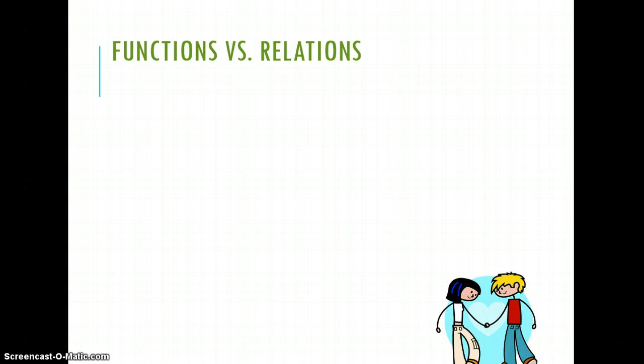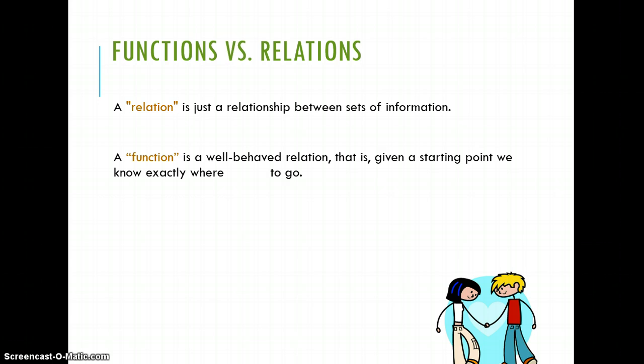And we see the small drawing here in which we have a relationship, but well, not everything is a relationship. We have relations everywhere. Could we have a school without teachers? Could we have chocolate cake without chocolate? No, right? So that's exactly what a relation is. A relation is just a relationship between sets of information. A function is a well-behaved relation that is given a starting point. We know exactly where to go.